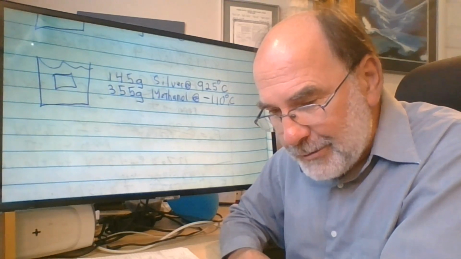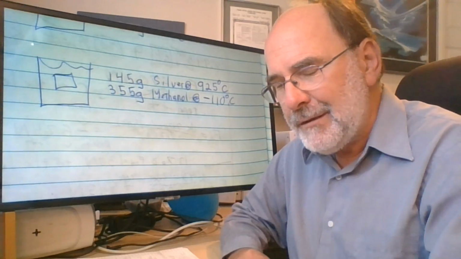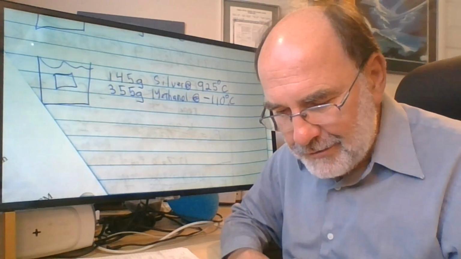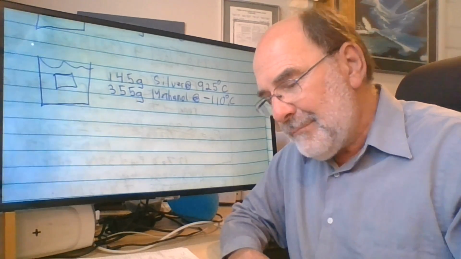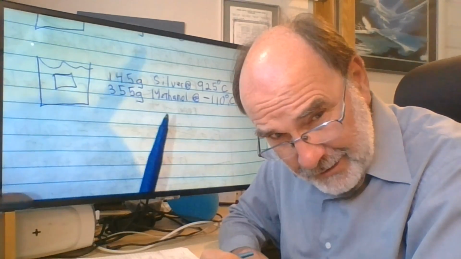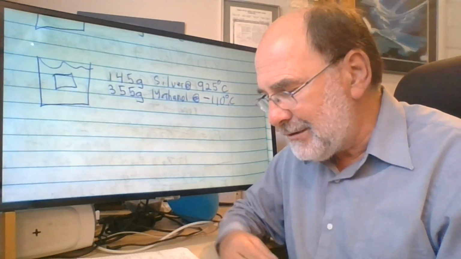and immerse it into 355 grams, oh, how kind of me, because I could have given it to you as a volume and had you do the density calculation. But I gave it to you as a mass. I guess I'm getting to be a softie in my old age. 355 grams of methanol that's at an initial temperature of negative 110 degrees.